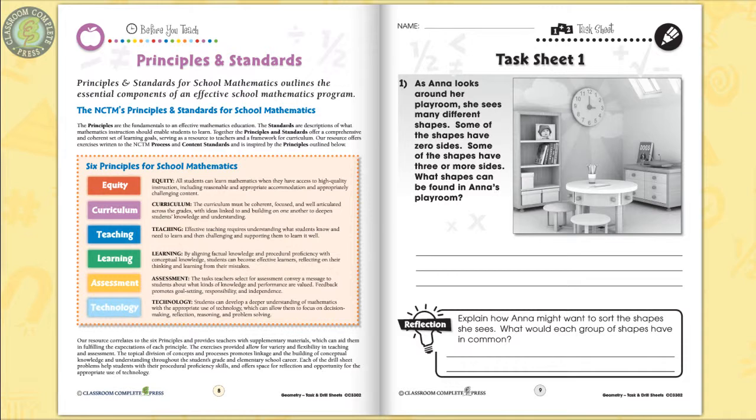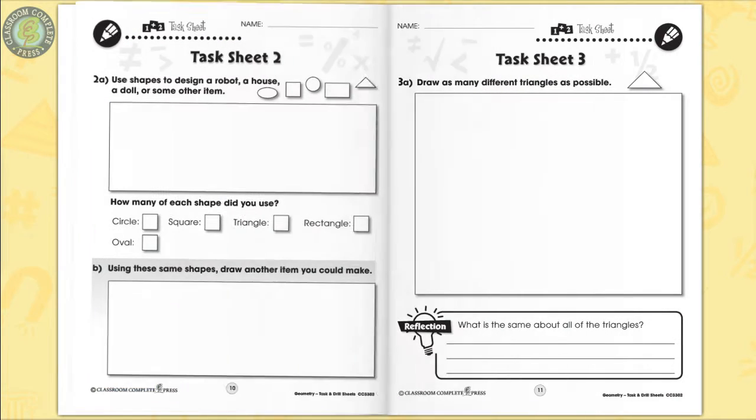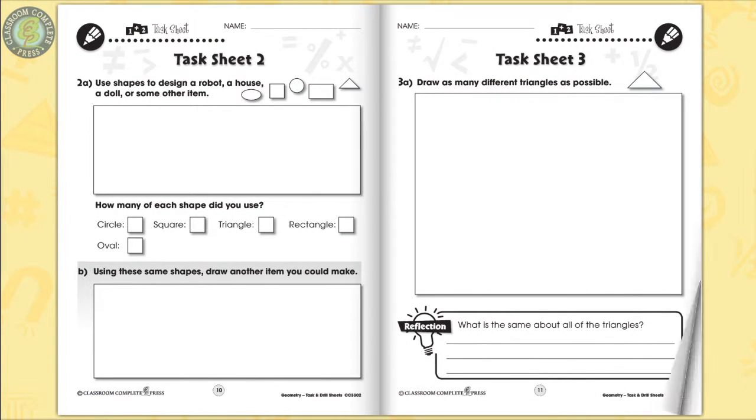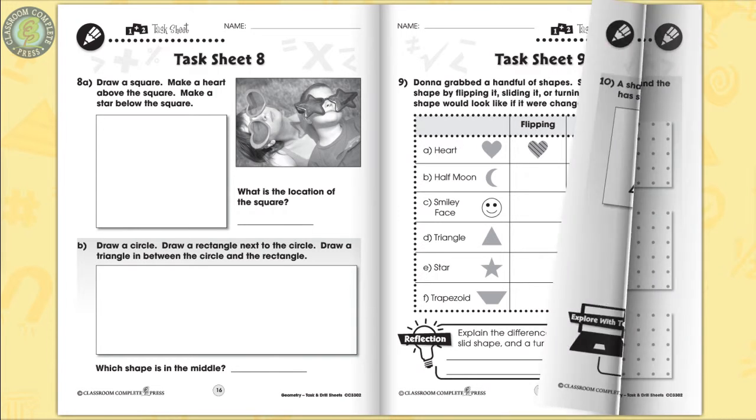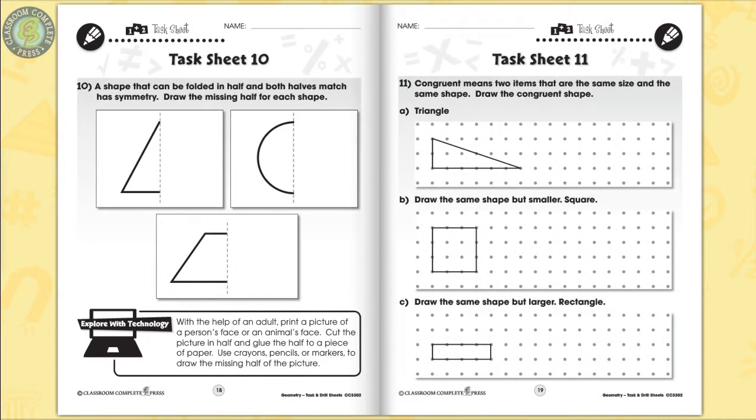The task sheets are word problems taken from real-life experiences. Describe where each shape is found in a picture. Use different shapes to make a robot or house. Transform a shape by turning it, sliding it, or flipping it. Draw the missing half of a symmetrical shape.